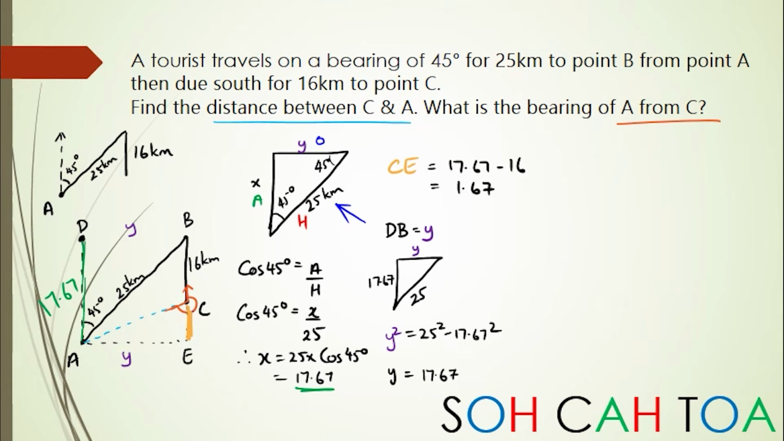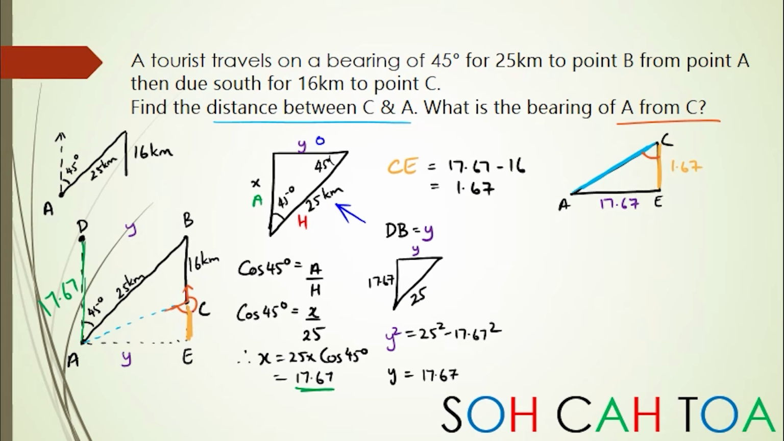Okay, so now I've got that bottom triangle sorted out. When I say the bottom triangle, I'm looking at AEC. So the gold part, I figured out what the gold part is. That's 1.67. AE is the same as DB, which is Y, which is 17.67. So now I can look at the question and say I'm looking for the distance AC, and to find the bearing, I need to work out this angle and add 180 to it.